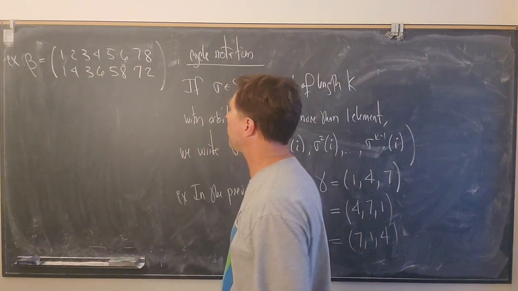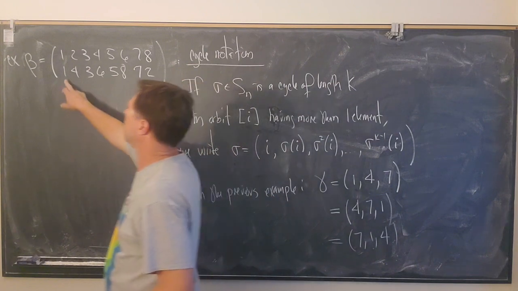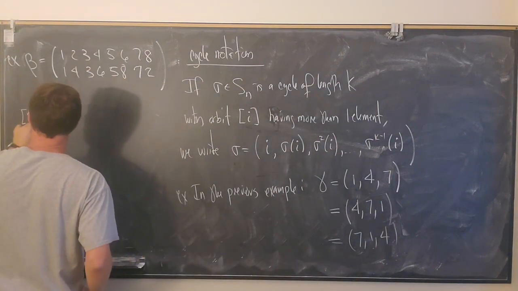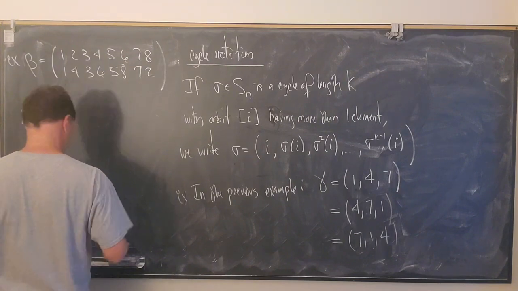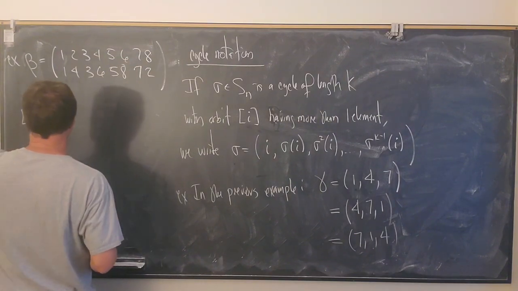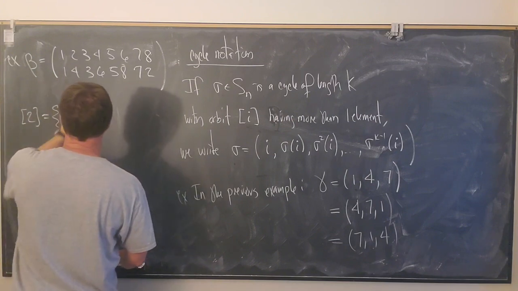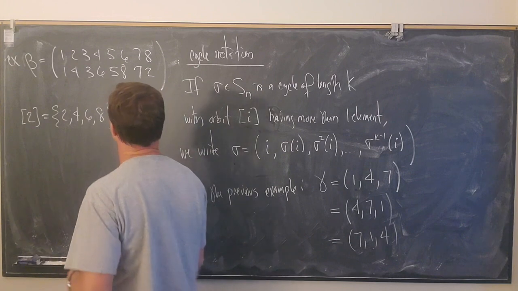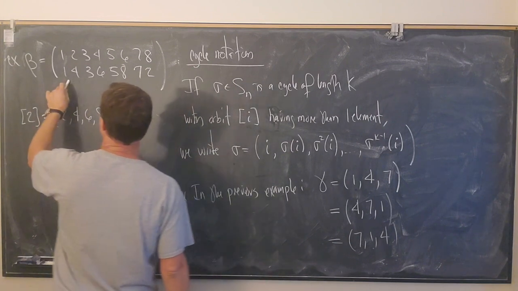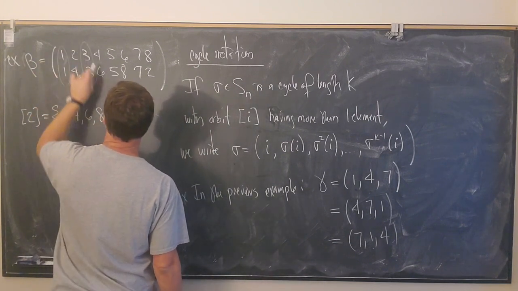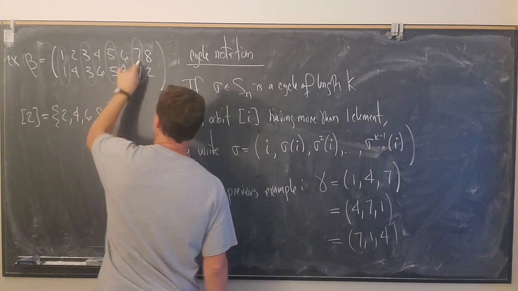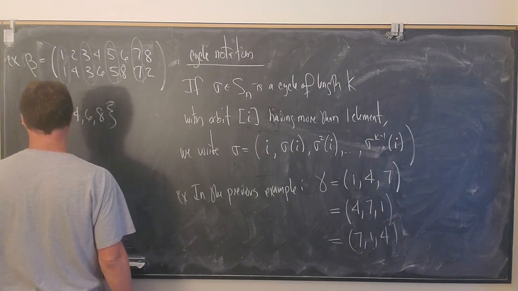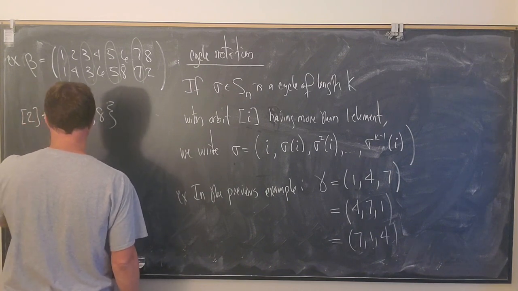Okay, so let's figure out the orbits. The orbit of 1 has a single element. The orbit of 2 is, let's see, 2 goes to 4, 4 goes to 6, 6 goes to 8, and 8 goes back to 2. And then what else do we have? 1 goes to 1, 3 goes to 3, 5 goes to 5, 7 goes to 7. And so beta can be written as (2, 4, 6, 8).